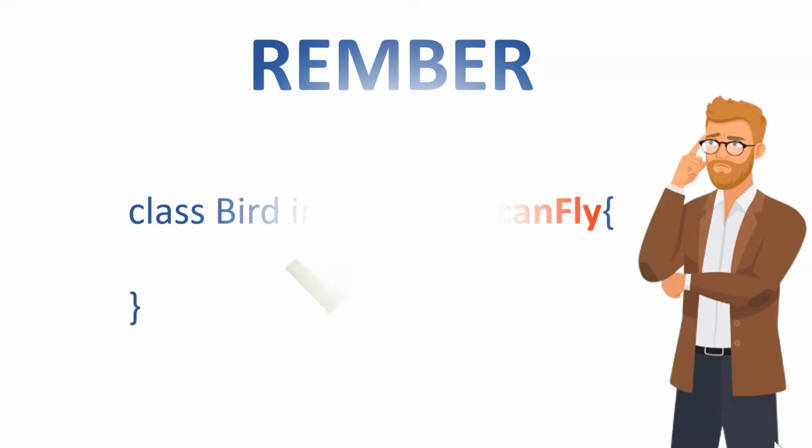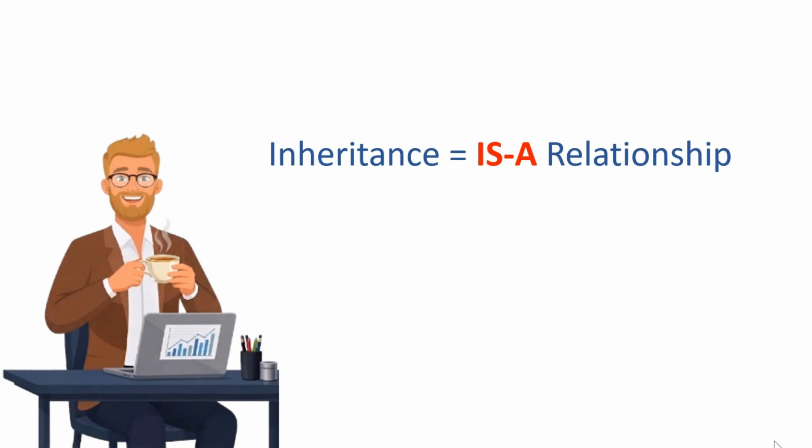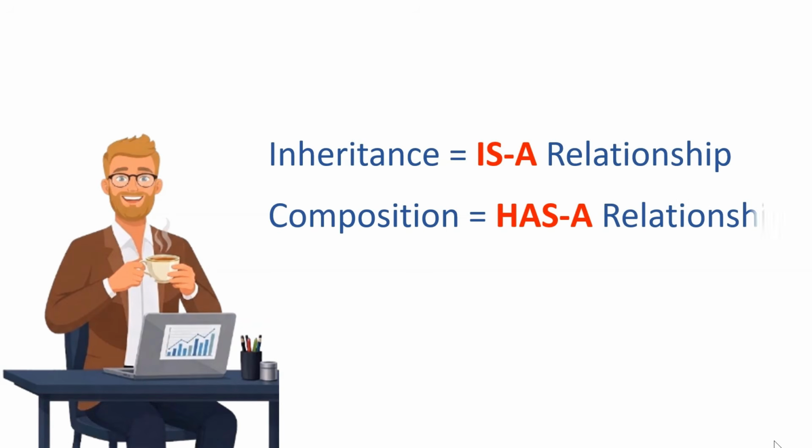So now you know, inheritance means is-a relationship, and composition means has-a relationship.